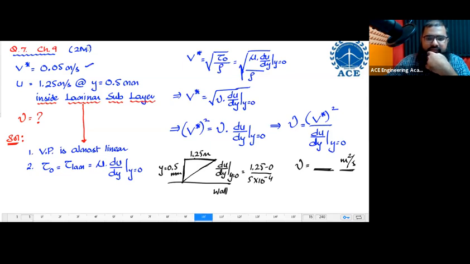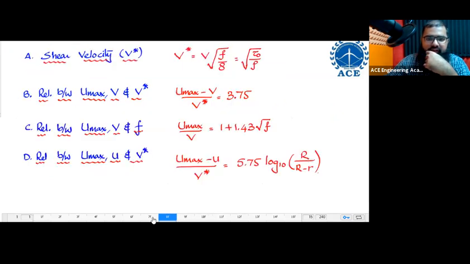Eight F slide. Someone wanted 8F slide. You can take down 8F slide.